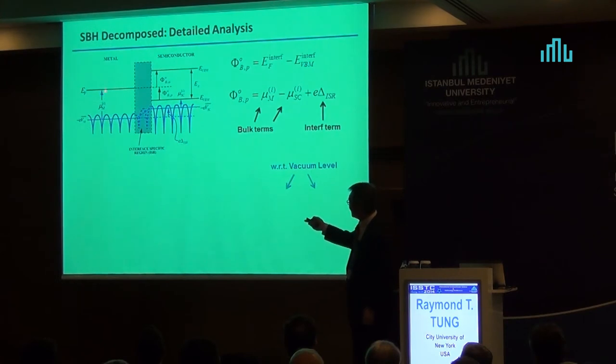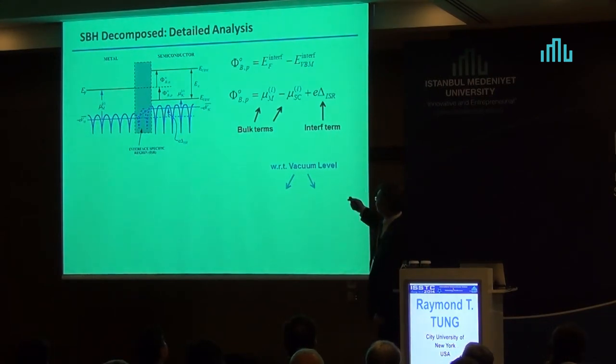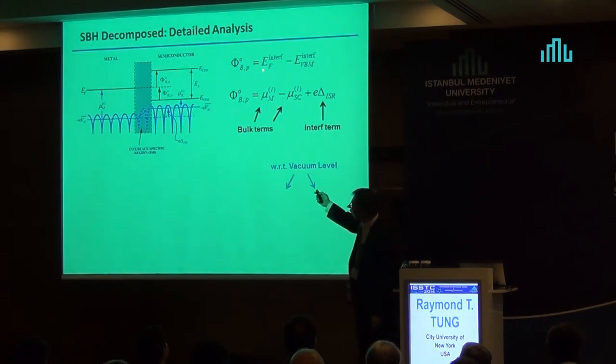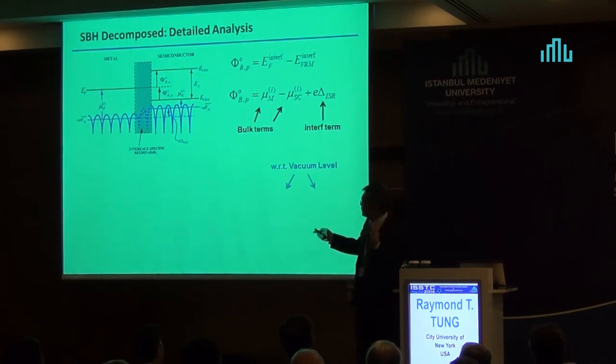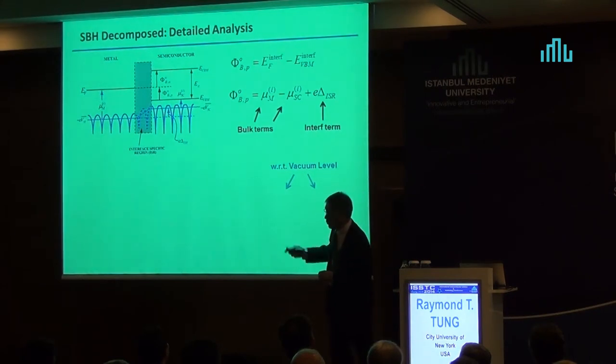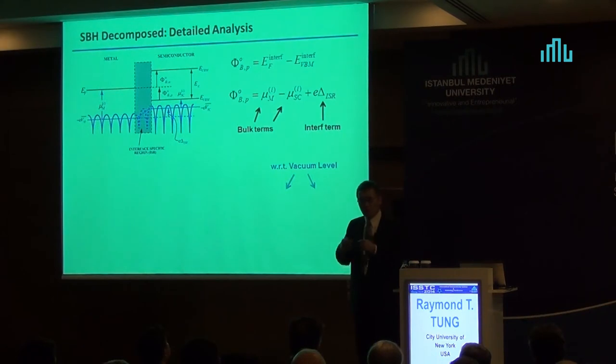If the barrier height is actually the difference between the Fermi level of the metal and the valence band maximum of the semiconductor, then we can see this difference in barrier height can also be written as three terms. One is an internal chemical potential from the metal, the other is an internal chemical potential from the semiconductor. These two terms are pure bulk terms. They have nothing to do with interface or surface or whatever. Now, the only contribution from the interface is the dipole, the voltage drop due to the presence of the interface.